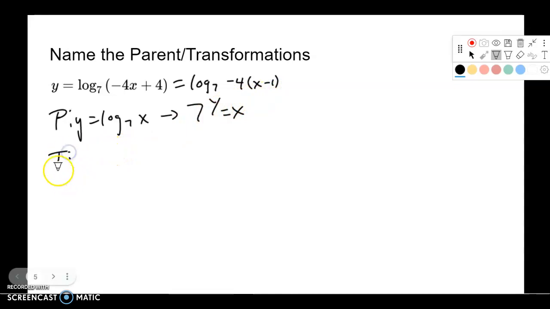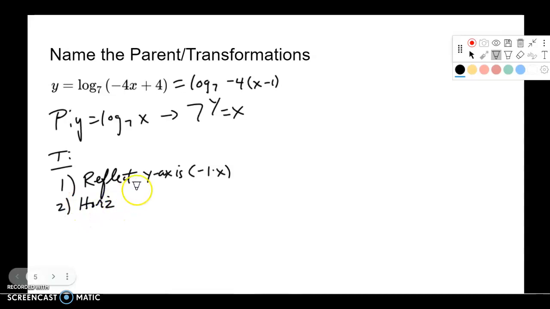So now there are 3 transformations that are being done. Number 1, the negative is a reflection across the y-axis. So that means you're going to take the x's multiplying by negative 1. Number 2, the 4 is a horizontal stretch or shrink, depending on how you think about it. Okay, and then you're going to multiply the x's by 1/4. And finally, the minus 1 moves the graph right 1. So you're going to take the x's and add 1.